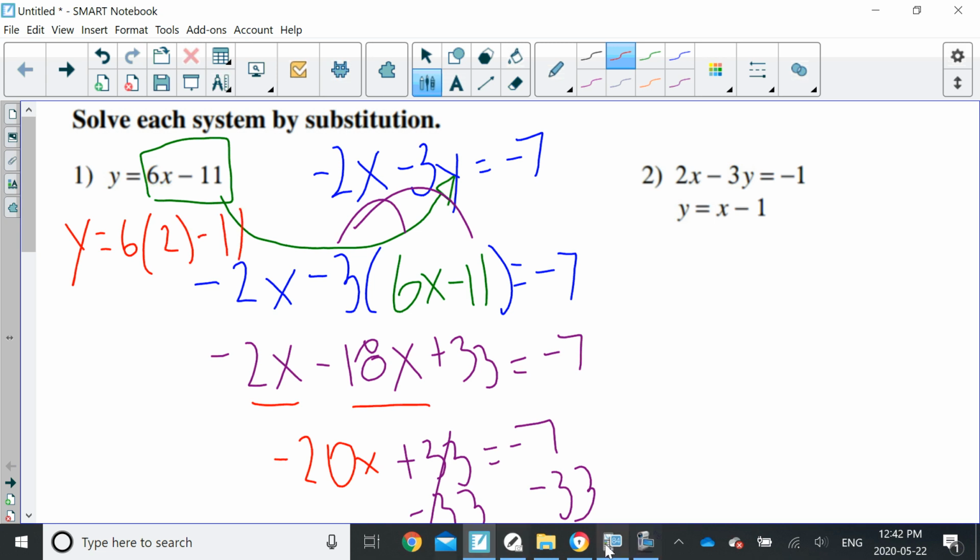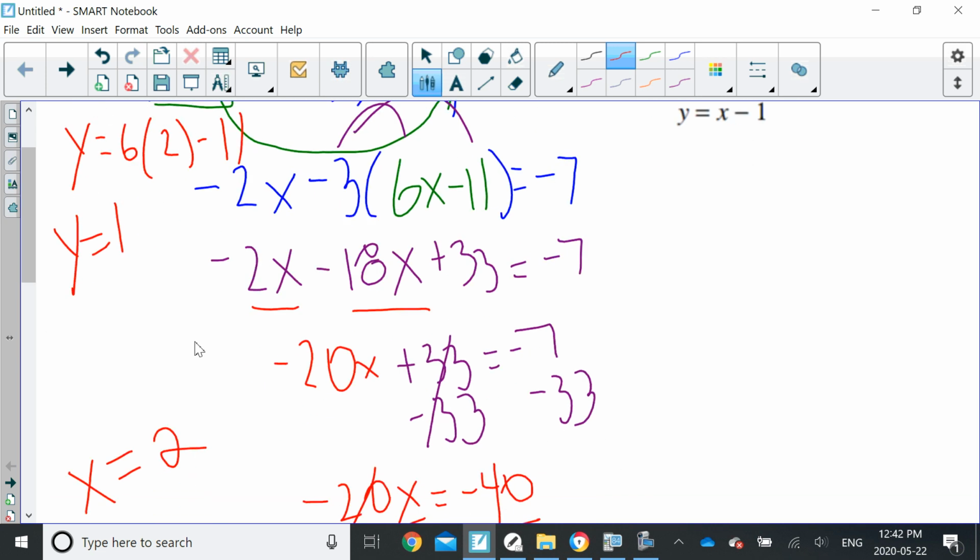And honestly, let's do that on our calculator. 6 times 2, even though that's going to be an easy number, but let's just, oh, my calculator's not working. 6 times 2 is 12. 12 minus 11 is 1. Y is equal to 1.